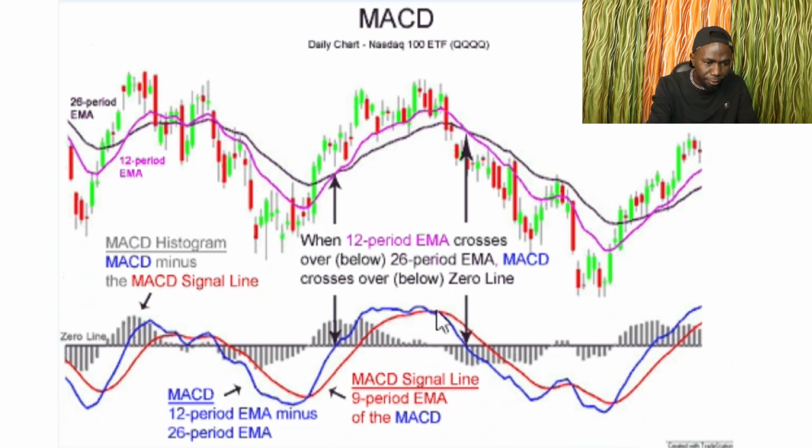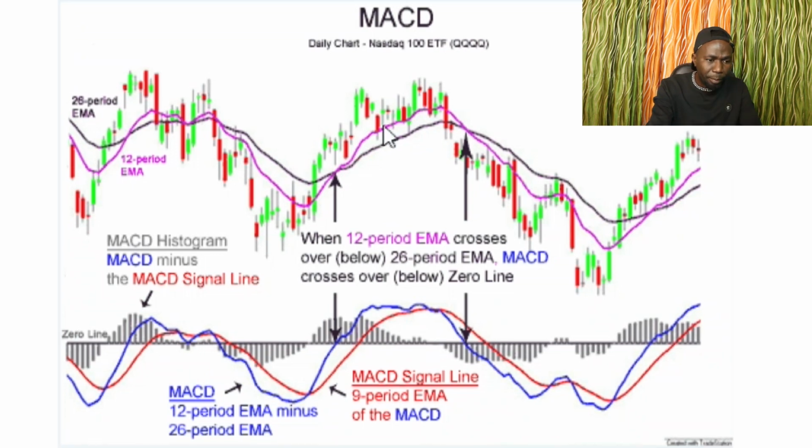Now watch here. You clearly see that the MACD line, this blue line, is the MACD line, while the red line is the signal line, right? The purple line is the 12 exponential moving average, while the black line is the 26 exponential moving average. So once you've plotted this moving average, you can use any setting of your choice for the moving average, right?